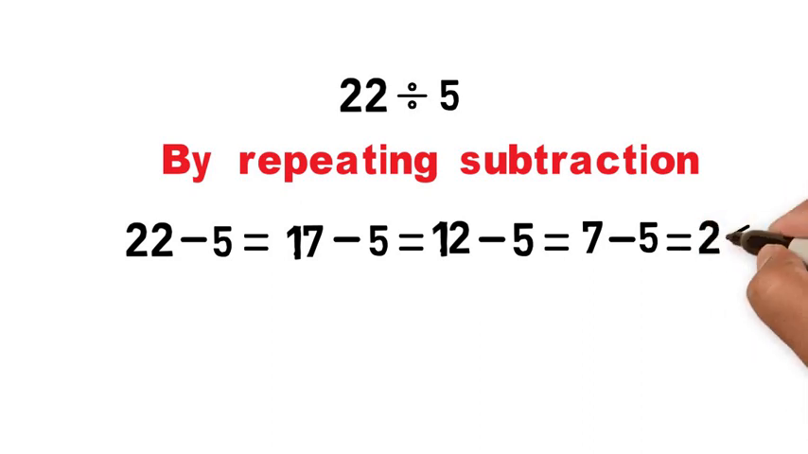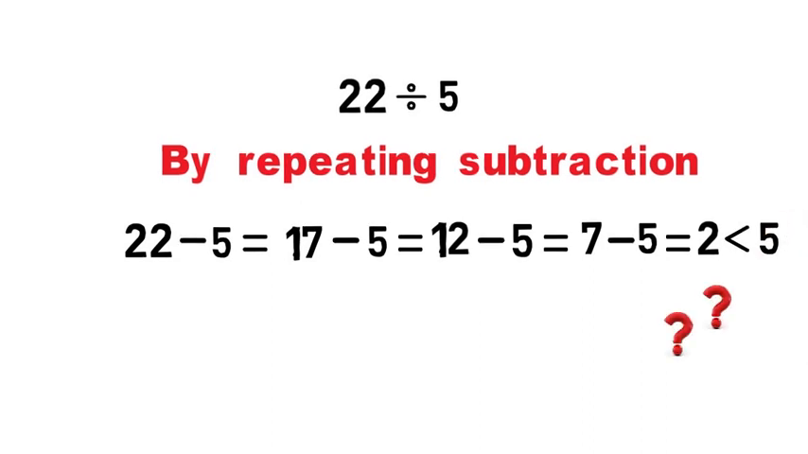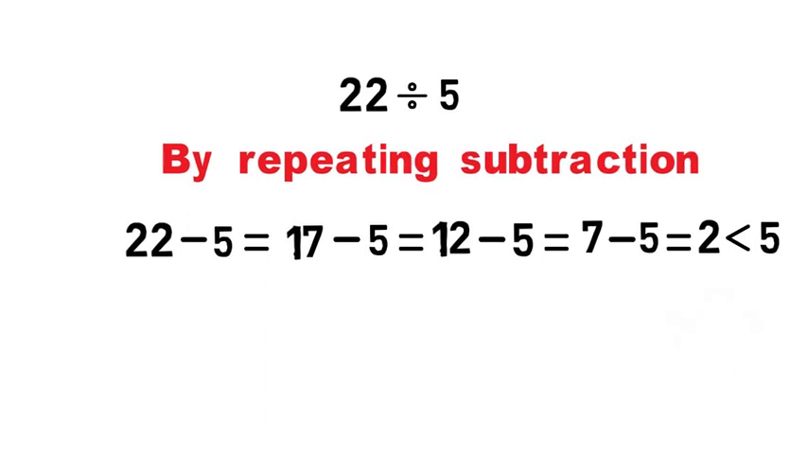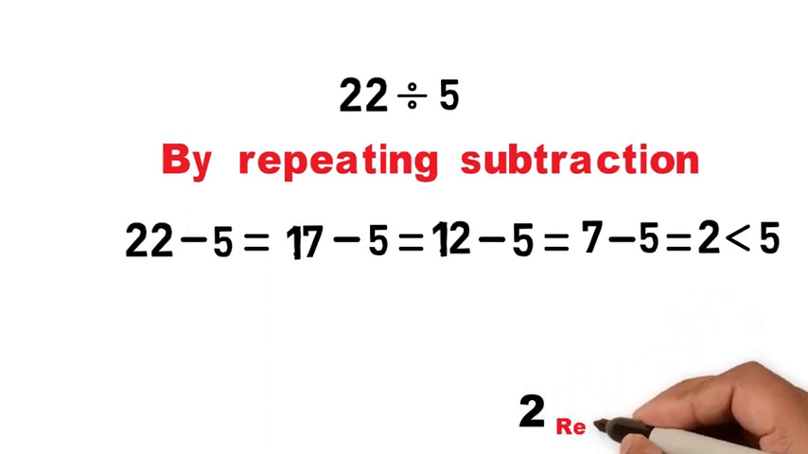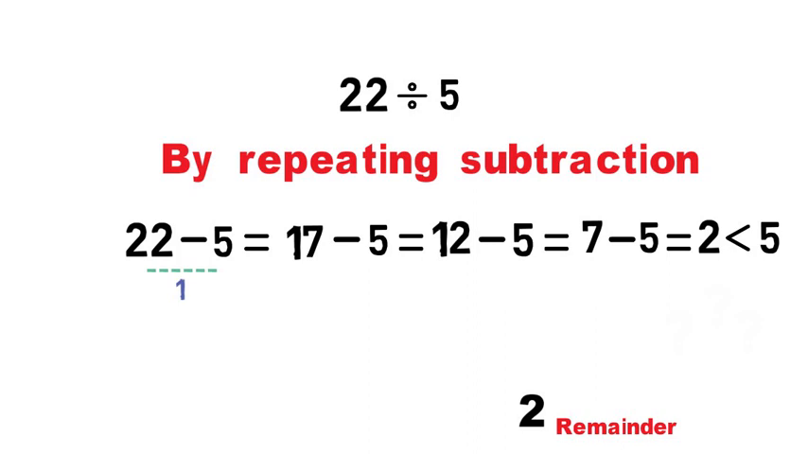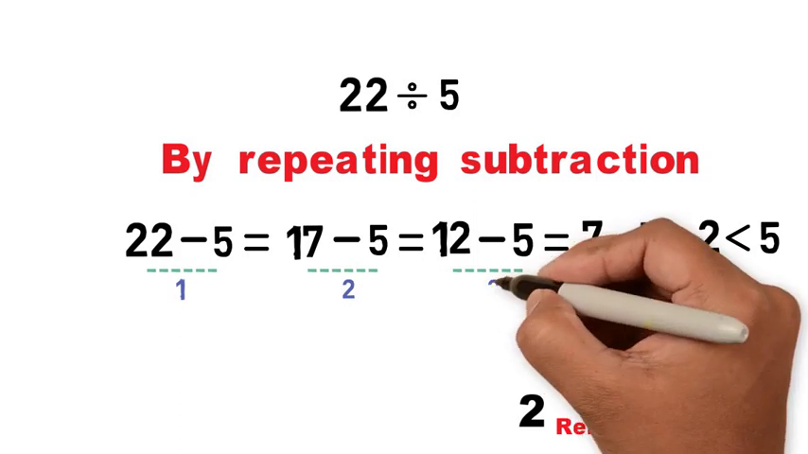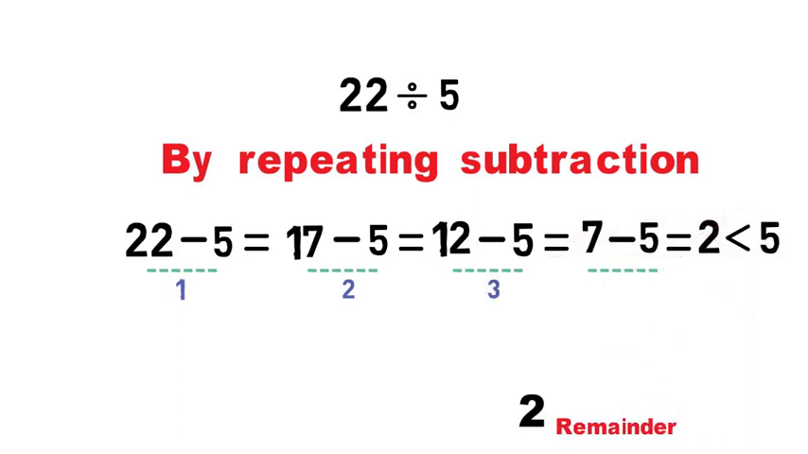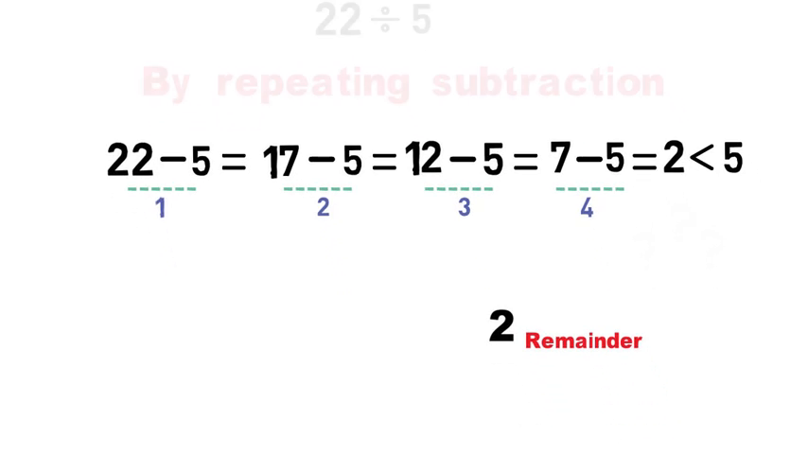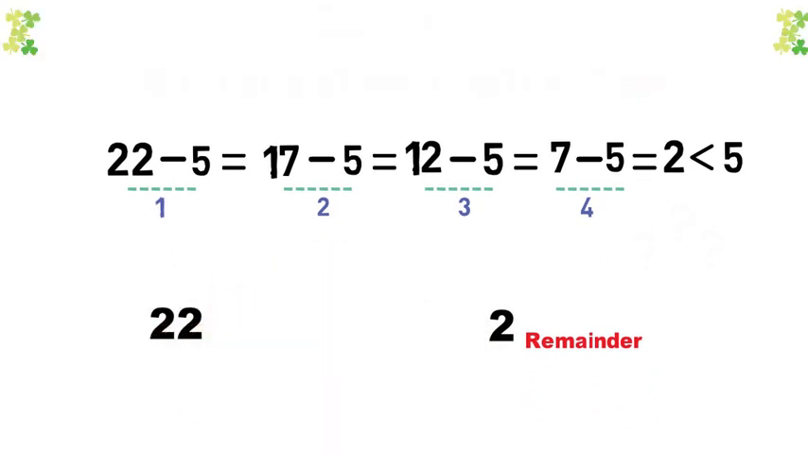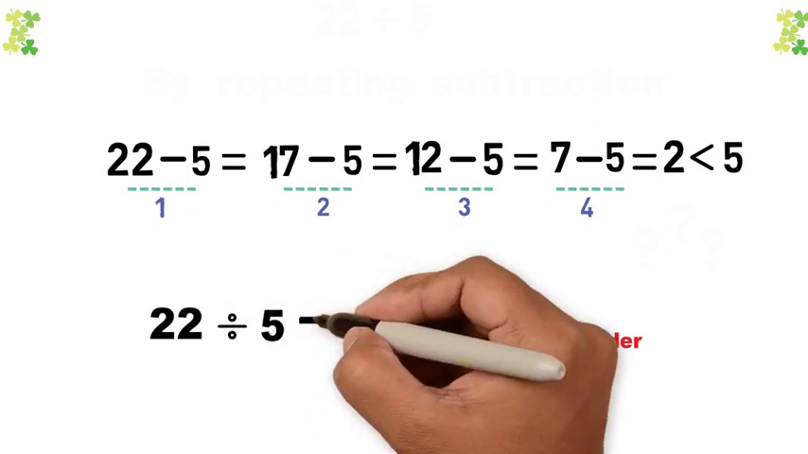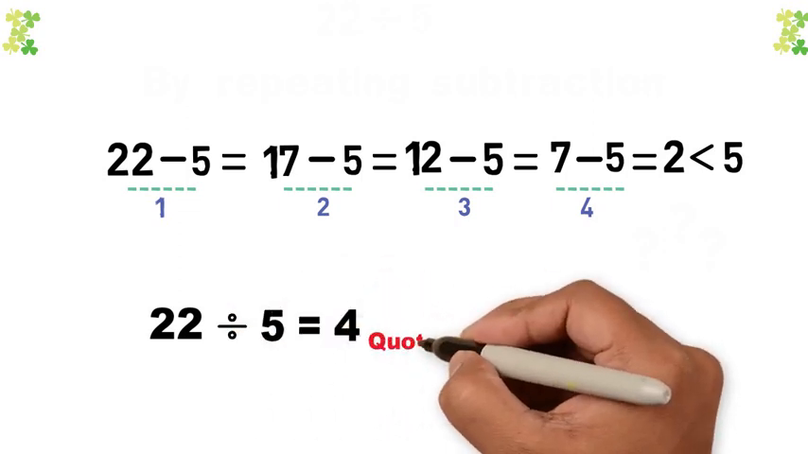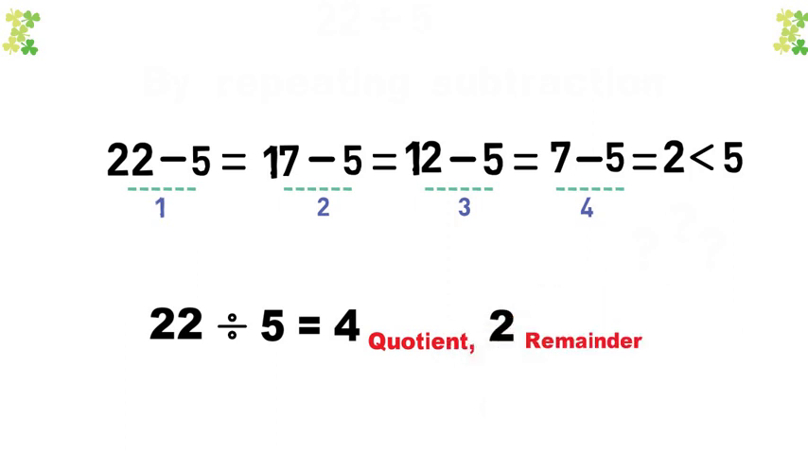Now we can't subtract 5 from 2 because 2 is less than 5. What about 2? 2 is our remainder. To get a number less than 5, we repeat the steps 4 times. First step, second step, third step and fourth step. It means 4 is our quotient, that is 22 divided by 5 is equal to 4, which is the quotient, and 2 is our remainder.